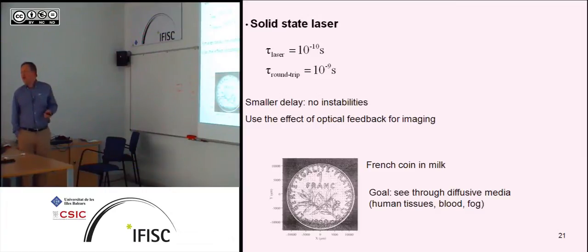You may ask why people would make an image of a coin in a glass of milk. If you can do that, then you can take pictures in other diffusive media, like fog, for example, or blood, or human tissues. I remind you that if you want to use a microscope with human tissue, you have to color the tissue first. Okay. Here you don't have to.